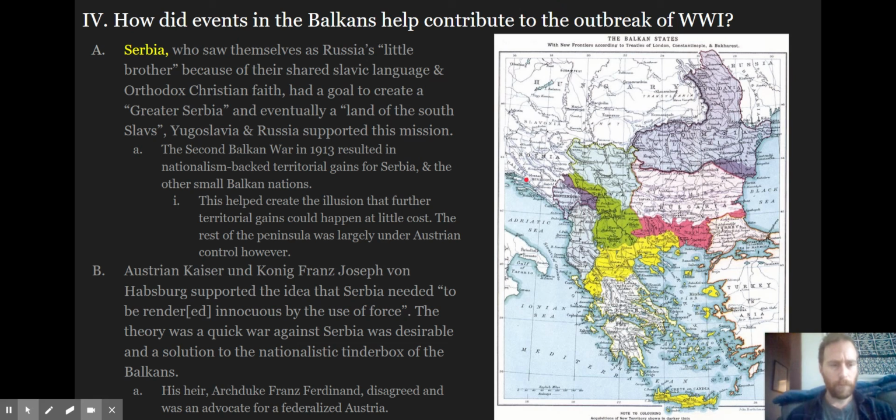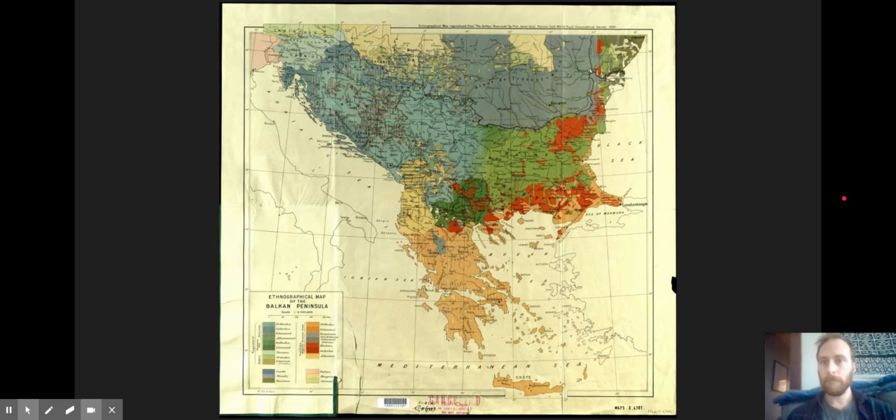The Austrian Kaiser and the King of Austria-Hungary believes that they need to crush Serbia to prevent them from looking towards their territories for expansion. His heir, Austrian Archduke Franz Ferdinand, disagrees and advocates for a federalized Austria where each ethnic group, each nation would have their own political rights.